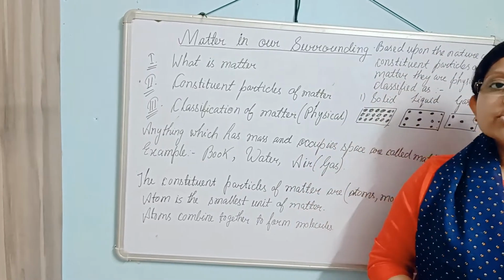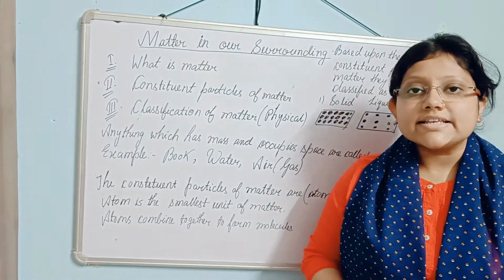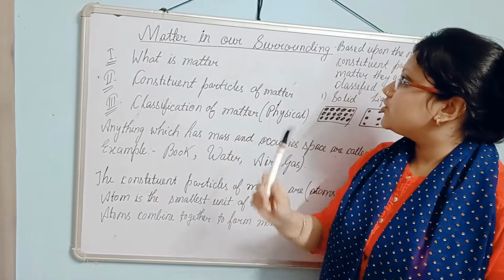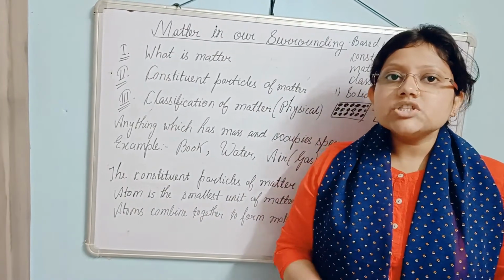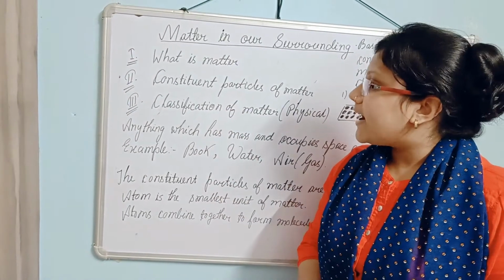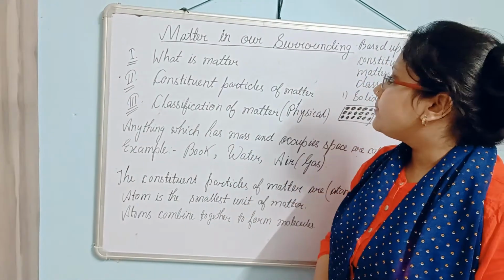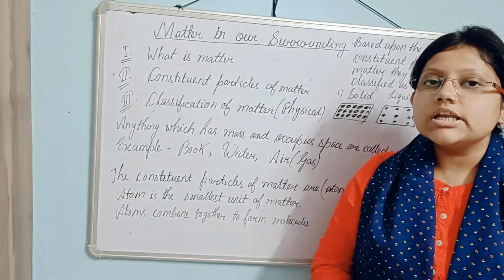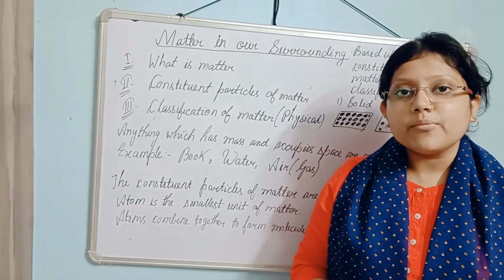So, today we are going to discuss the very first chapter of class 9 chemistry, that is matter in our surrounding. So, let's quickly see the content of today's discussion. The first is what is matter, the second is constituent particles of matter, and the third and the last one is classification of matter.